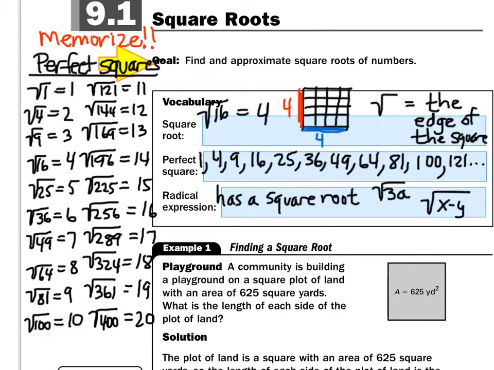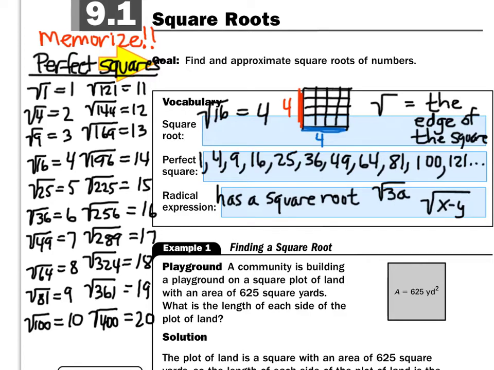Those are the easy ones. You probably already know those. Square root of 121 is 11. Square root of 144 is 12. The square root of 169 is 13. The square root of 196 is 14. The square root of 225 is 15.